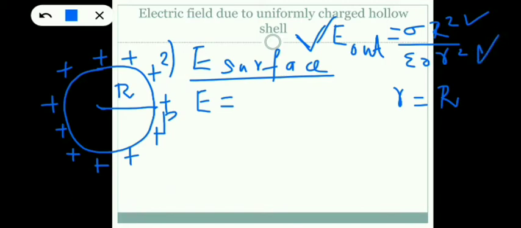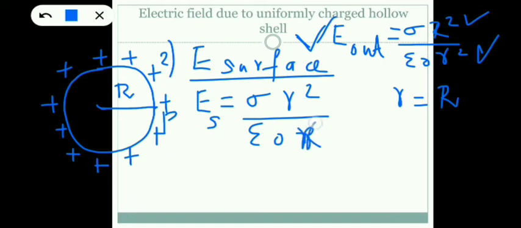Okay, so what will you get? You will get E on the surface is equal to sigma into capital R square, which will be equal to small r square, by epsilon naught into small r square. Okay, we have just substituted small r equal to capital R in this expression. That is the only modification required to find out electric field intensity on the surface of the shell. So here r square cancels. So what is the expression for electric field intensity on the surface?